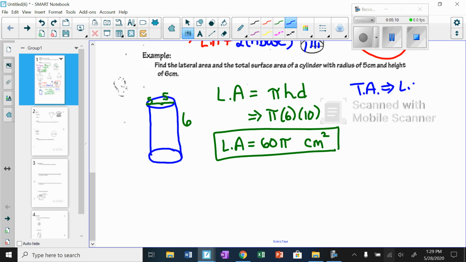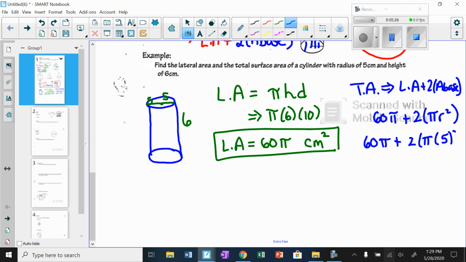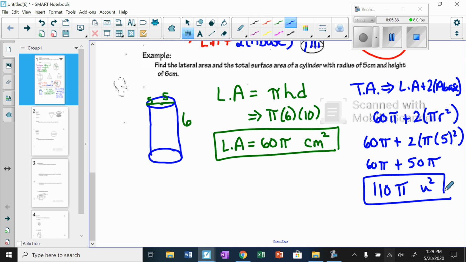is going to be the lateral area plus 2 times the area of the base. Well, the lateral area we know is 60 pi, and we're going to do 2 times pi r squared because it's a circle. So we are 60 pi plus 2 times pi 5 squared. So we are 60 pi plus 50 pi, which gives us 110 pi units squared. Okay, let's look into another one.